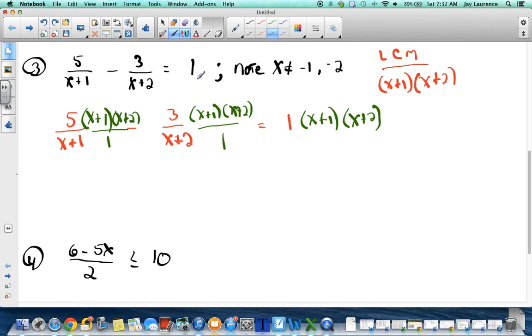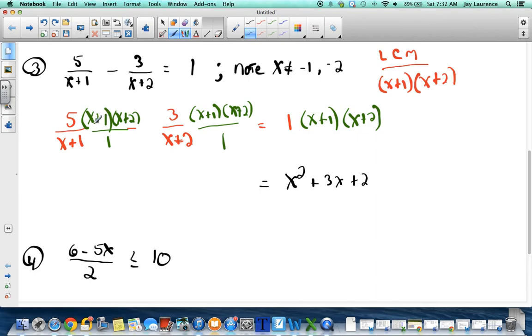Now remember, right now we're focusing on what's going to cancel. Over here on the right hand side, of course, I'm going to do my double distributing. And if you do that correctly, you should get an x squared plus 3x plus 2. Okay, now on this first fraction here, you see this x plus 1 here?